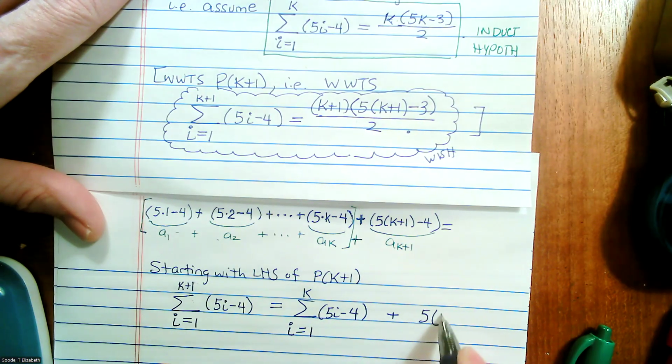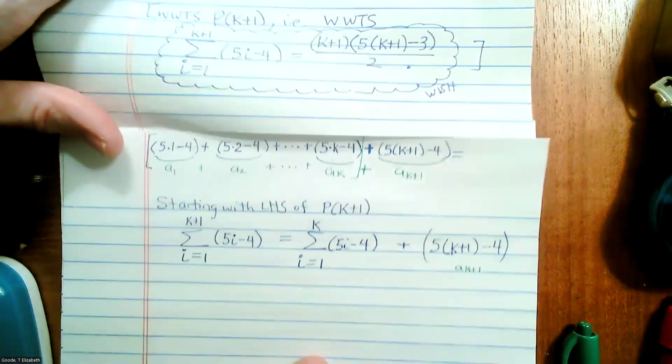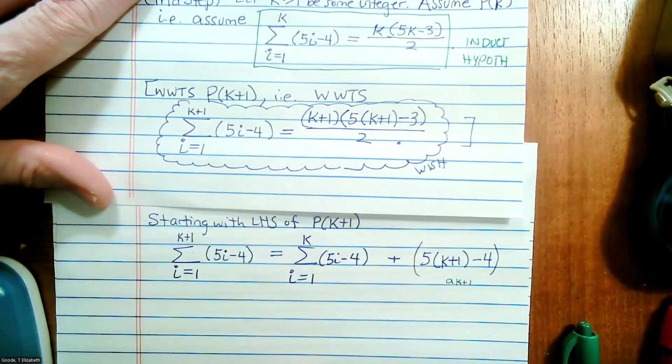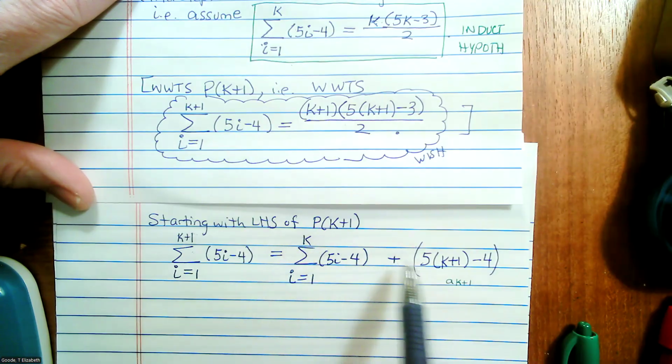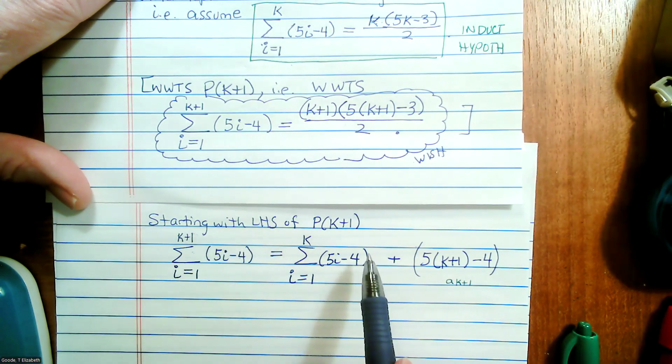You could just go ahead and write it. Just go ahead and evaluate that last term. You know, this is the a sub k plus 1 term. See what I mean? So you've got to understand that when it's a formula involving a sum or a product, you want to start with the left-hand side of P of k plus 1 and break off the k plus first term. I think we need to move on.